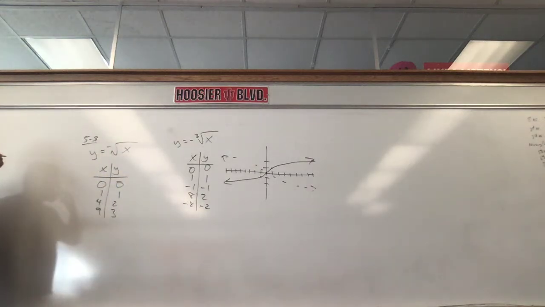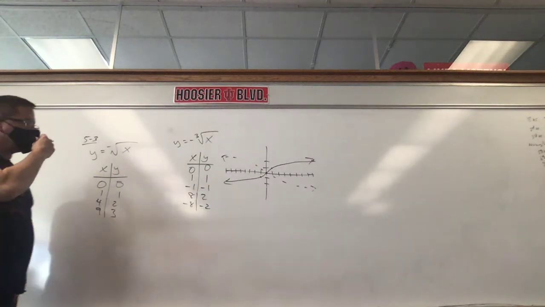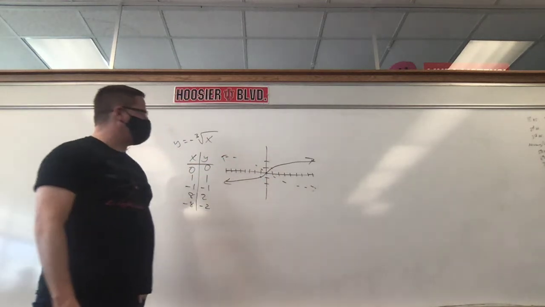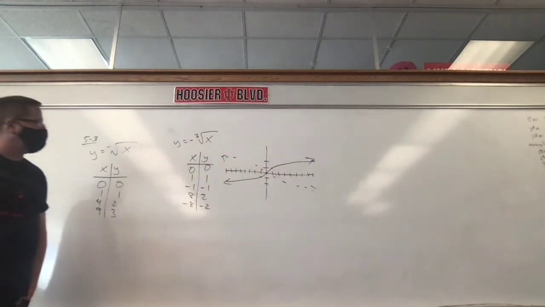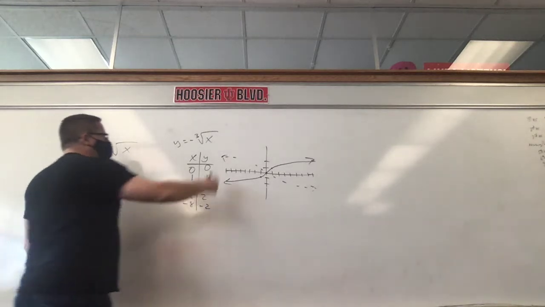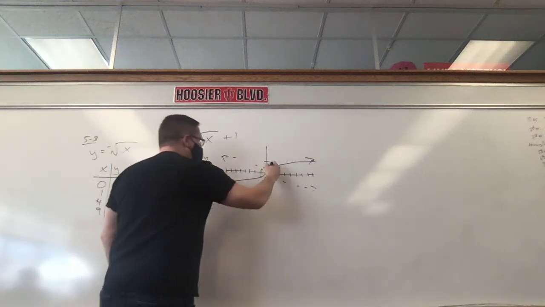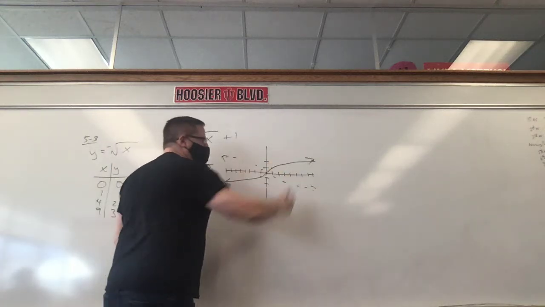So if I have a negative, it just flips it, okay? Or you can even say it rotated it halfway around. If you spin this thing halfway around, it's back on top of itself, okay? All right, and then again, if I go like this, plus 1, what's that gonna do? Up 1, same graph.